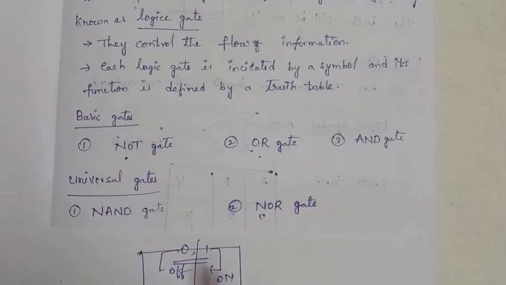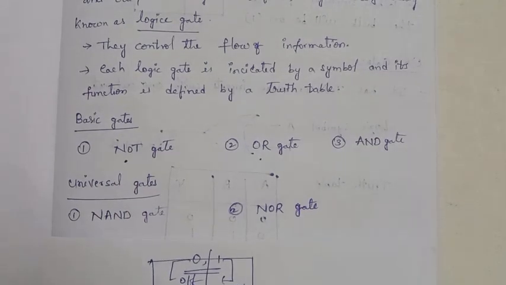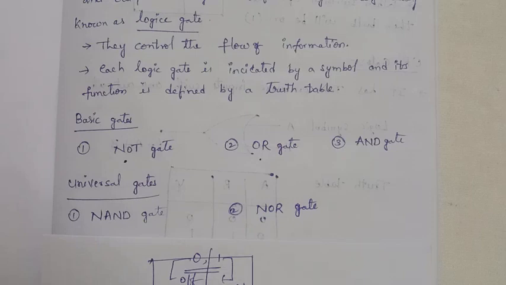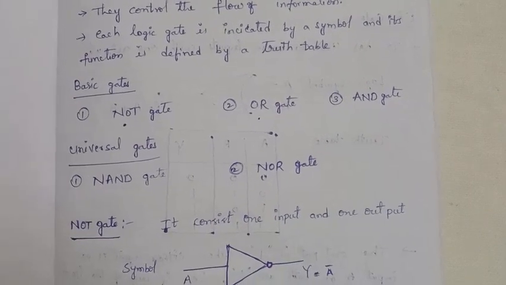Based on the function, you can apply some logic between input and output. Based on that logic, the gate will be active or inactive. That depends upon the logic. So what is the logic in NOT, what is the logic in OR, what is the logic in AND, what is the logic in NAND, and what is the logic in NOR? Now we will discuss. The first gate is the NOT gate.